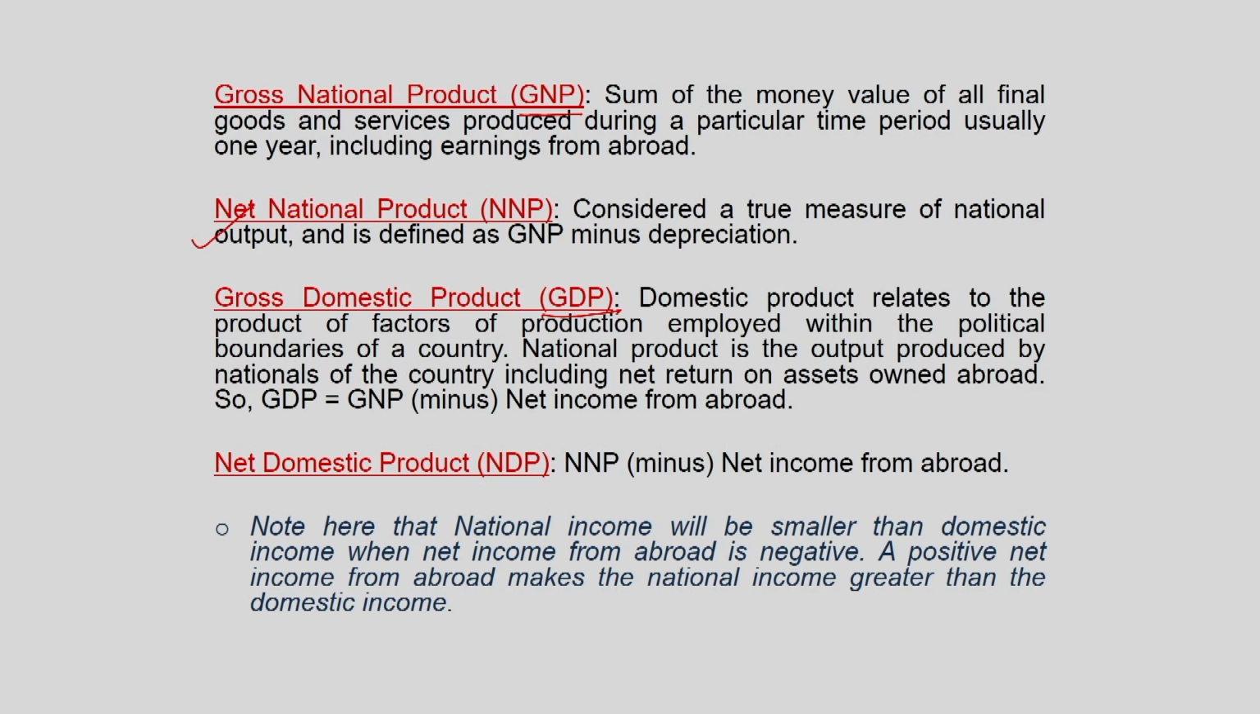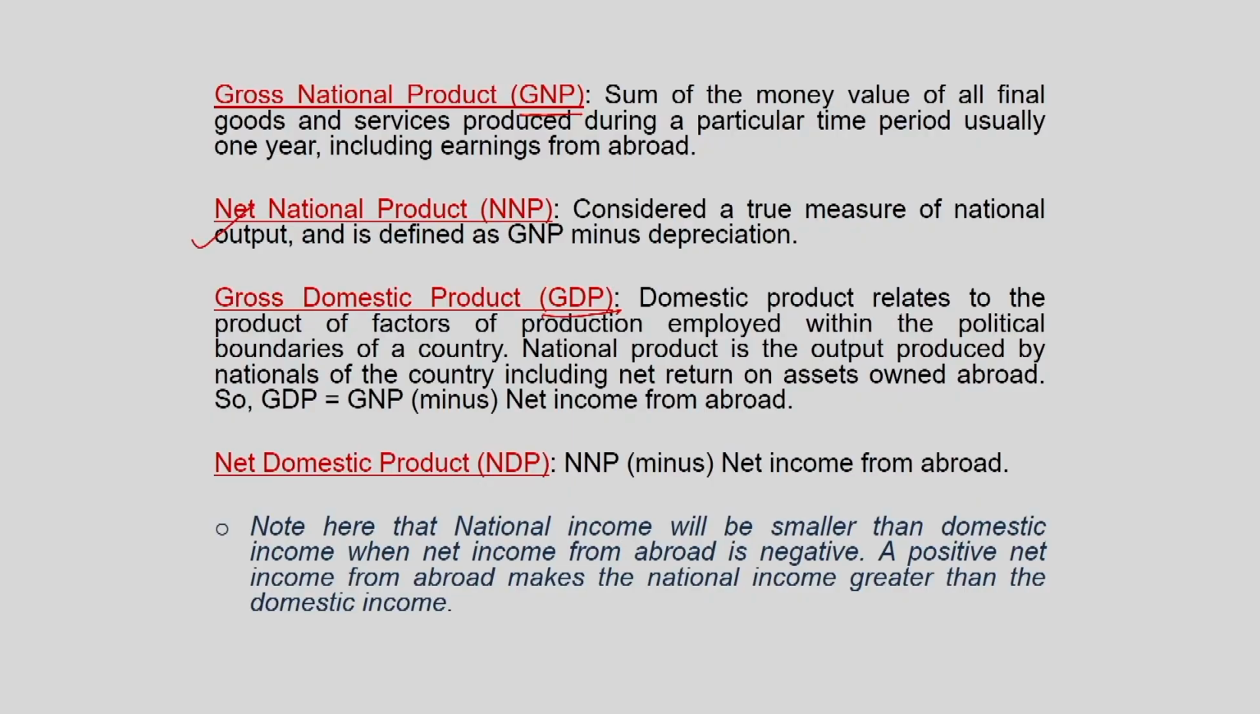On the other hand, national product is the output produced by nationals of the country, including net return on assets owned abroad. So, GDP is equal to GNP minus net income from abroad. You must note here that net income from abroad is the balance after deducting the earnings of foreigners' investment in domestic territory from the nation's investment earning abroad. National income will be smaller than domestic income when net income from abroad is negative. A positive net income from abroad makes the national income greater than domestic income.